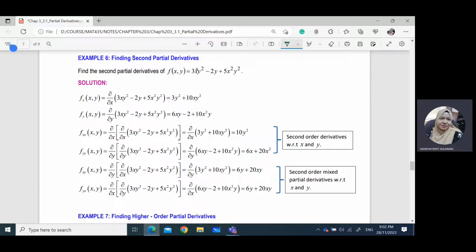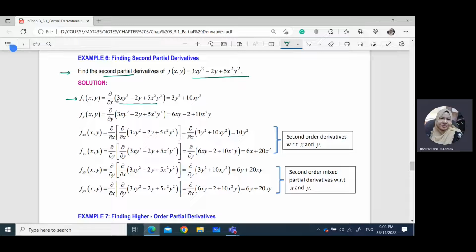So finding second partial derivative. Find the second partial derivative of the given function. So we have this function 3xy squared minus 2y plus 5x squared y squared. Okay. Alright, so before we find the second order, of course we need to find the first order. So kalau you tak differentiate untuk first time, you tak boleh dapat second lah. Itu dia punya rule. Alright, so first step we need to find the derivative respect to x on the given function.